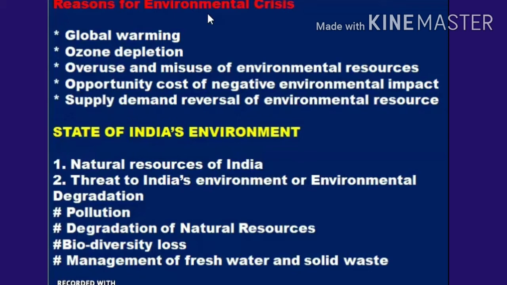So first is global warming. Global warming is a gradual increase in the average temperature of Earth's lower atmosphere as a result of the increase in greenhouse gases since industrialization. So you can say that since industrialization, industries have come into existence. It is caused by the man-made increase in carbon dioxide and other greenhouse gases through the burning of fossil fuels and deforestation.